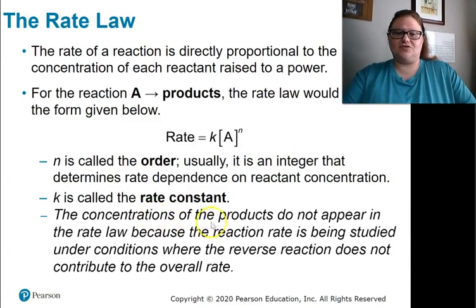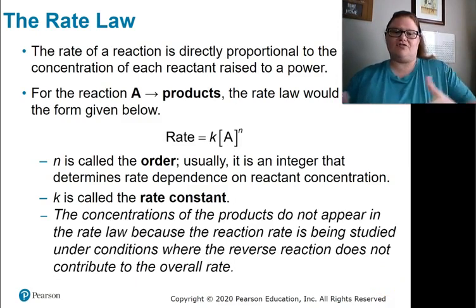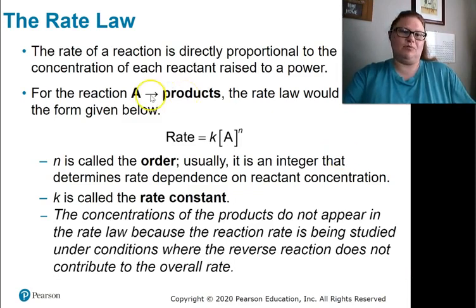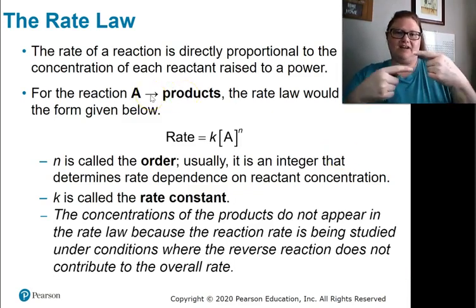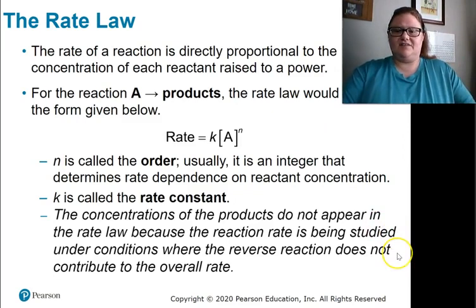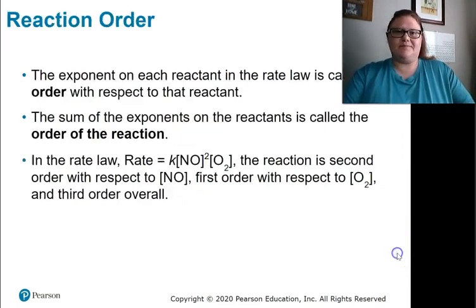Notice that it says the concentrations of the products are not in this rate law, and that's because we're looking at a particular reaction, in this case, where the reverse reaction doesn't influence the rate overall. So this is not an equilibrium. We would see a double arrow that way, where it's pointing in either direction, meaning it's flipping back and forth. We don't see that here. This is a one-way reaction, and so we're not going to include products.